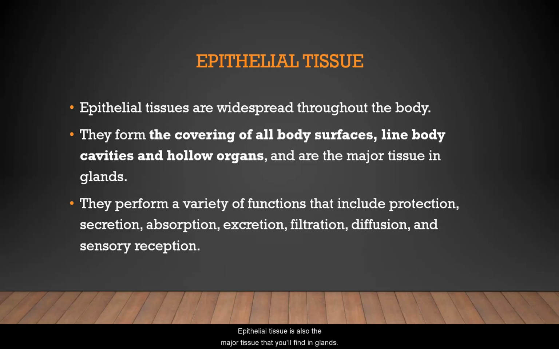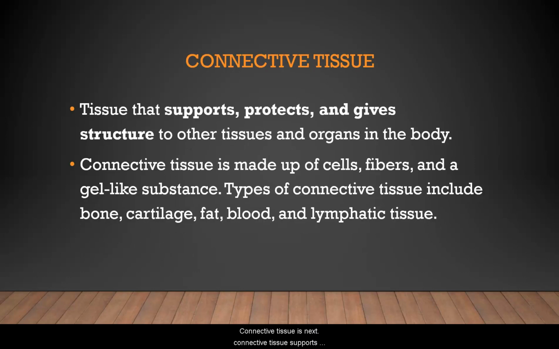Epithelial tissue is also the major tissue that you'll find in glands. Now, epithelial tissue performs a variety of functions: protection, secretion, absorption, excretion, filtration, diffusion, sensory reception, a whole bunch of stuff. Connective tissue is next.